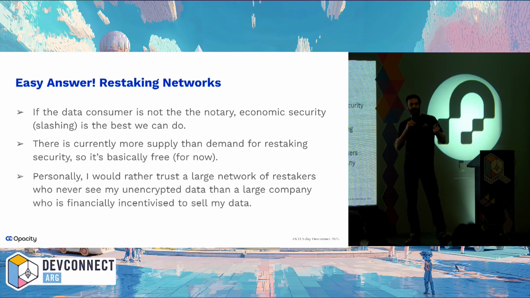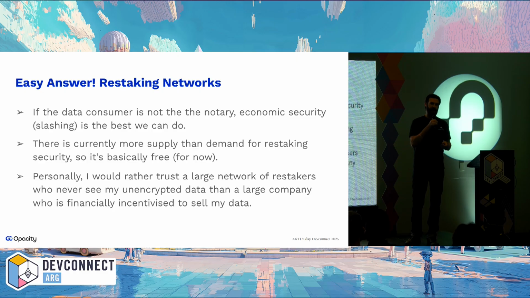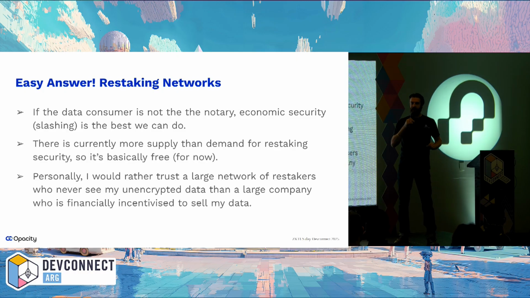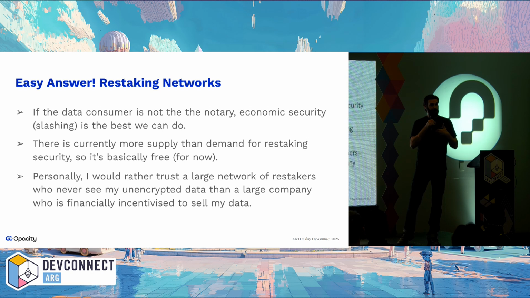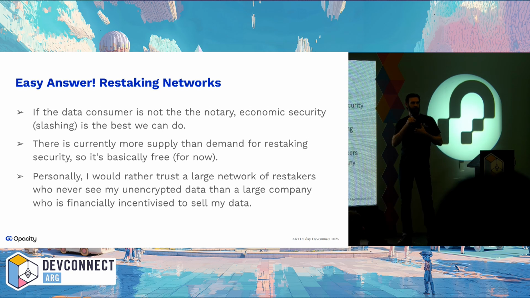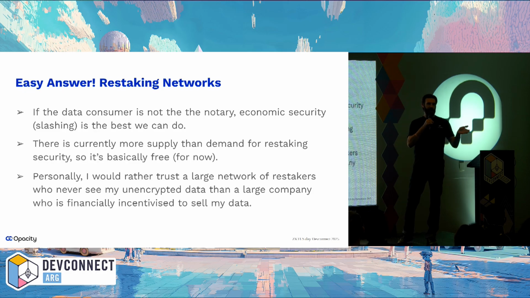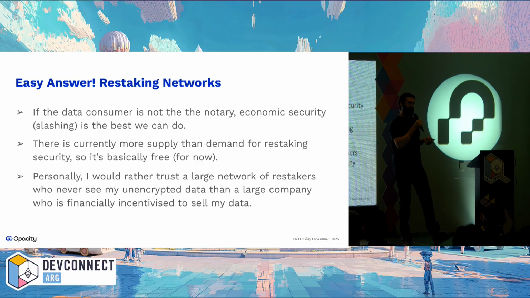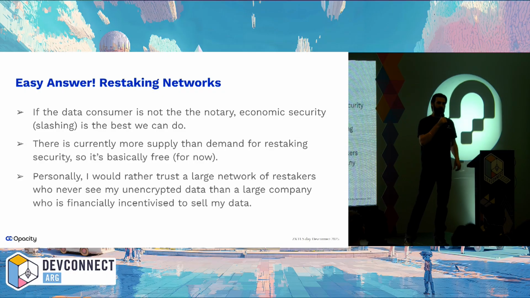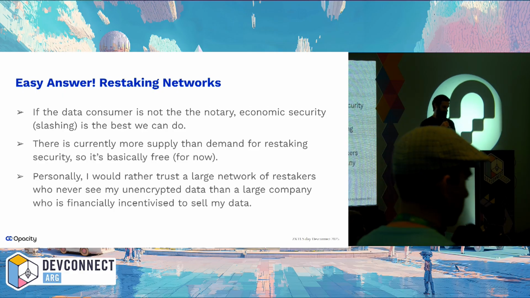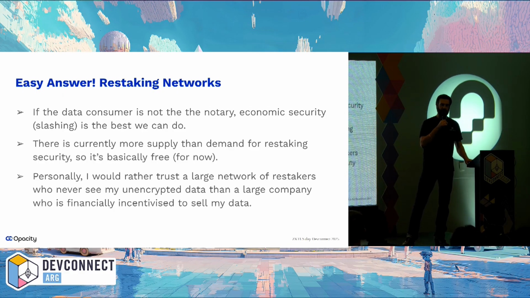Now I say easy, there's a lot that goes into building a restaking network. Myself and others have done talks on this. That is not the subject of today's talk. But personally, if I'm your user, I'm much happier giving my data to a distributed network of validators who will never see unencrypted data than some large company that has every incentive to scrape and sell as much of my data as they can.